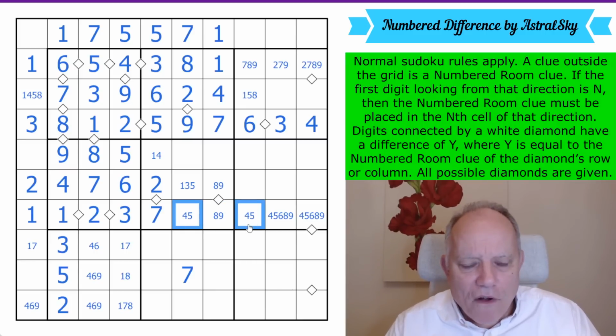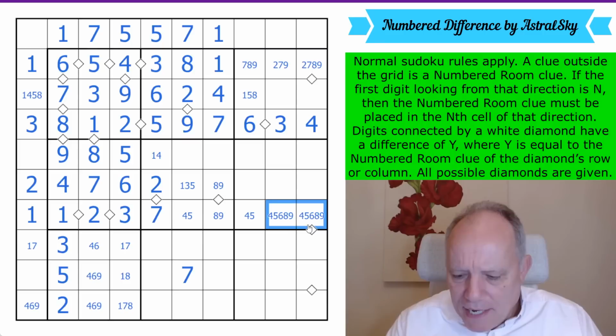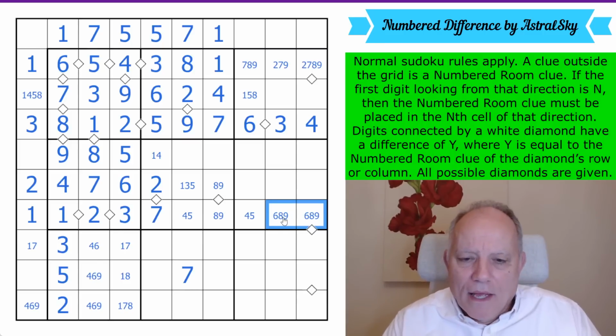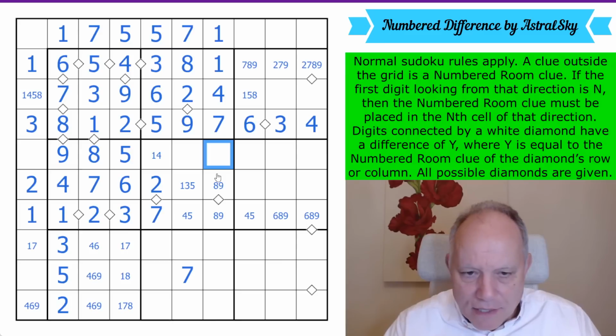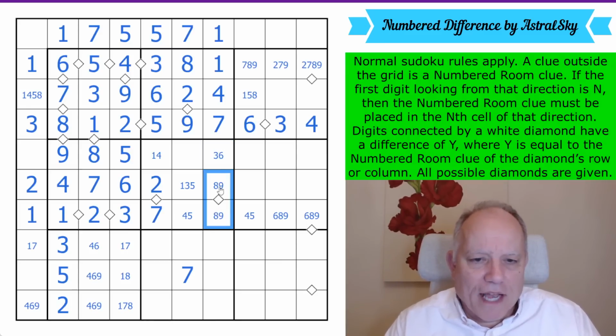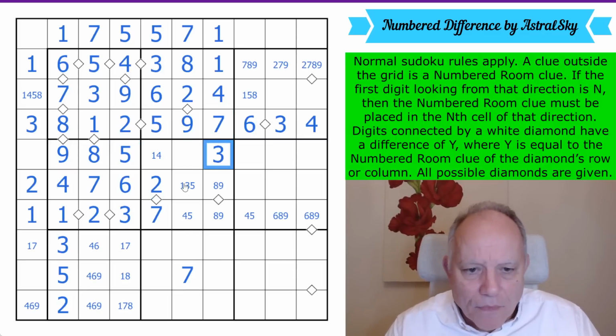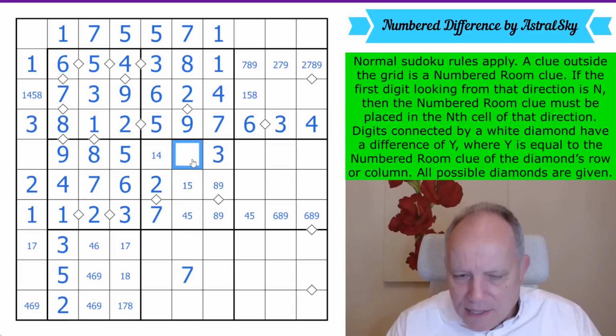Now I've got a 4-5 pair, and these remaining digits in the row are 6, 8, and 9. If 6 is that, it's going to determine that that's a 4. Now, the remaining digits in this column, bingo, that by Sudoku, given the 8-9 pair, has to be 3 or 6. It can't be 5 or 2. But it can't be 6 by the rule. So that's a 3. And now that's 1 or 5. This is a 1, 4, 5 triple. That's 6.